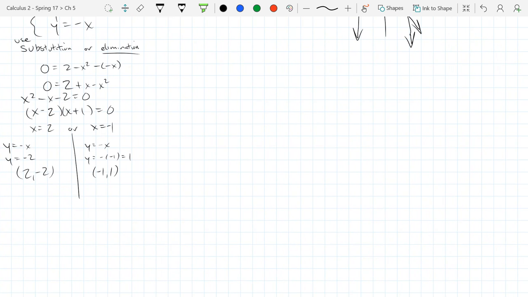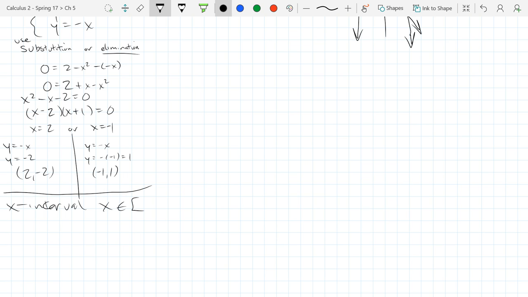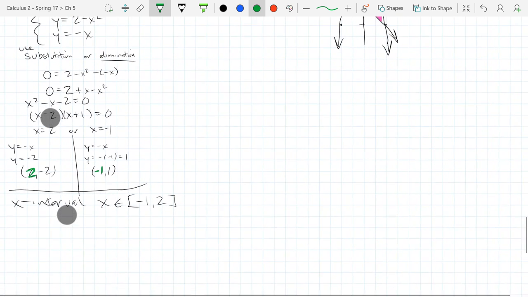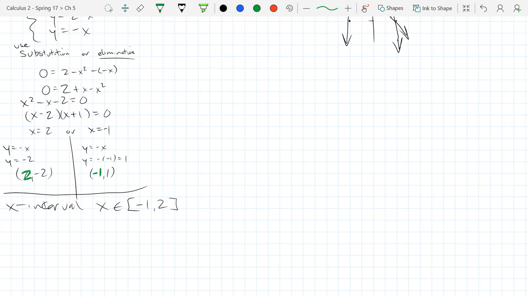So if I'm making an x interval, my small x value is negative 1, and my large x value is positive 2. So I use negative 1 and positive 2 right there. So I just picked out the two x values to go between. Now, what function is on the top? What function is on the bottom? I have to decide what's the big one, what's the little one.